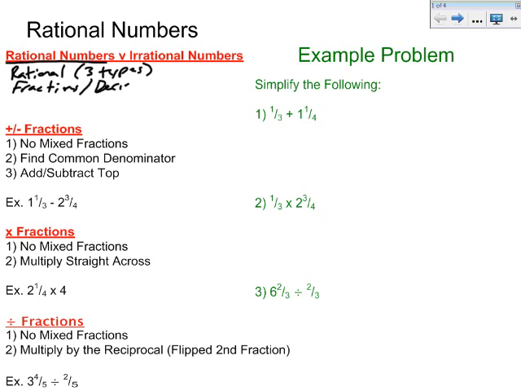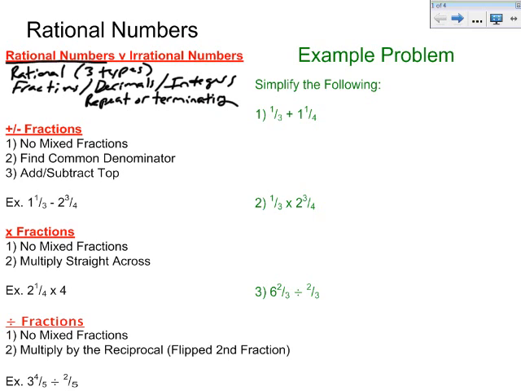Now there's two types of decimals. There's decimals that repeat, like 0.3 repeating, where it's just 3 dot dot dot, or terminating decimals which end, like 0.25. Both of those are types of rational decimals.